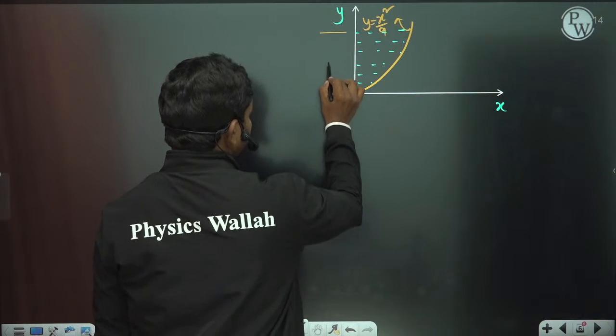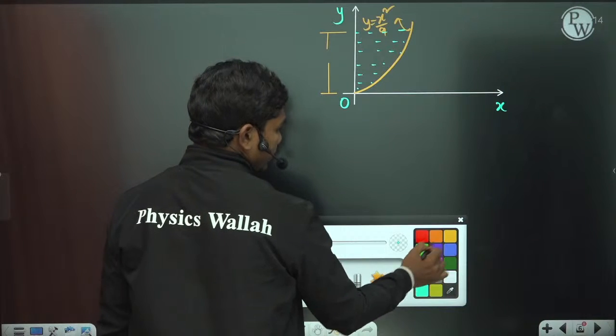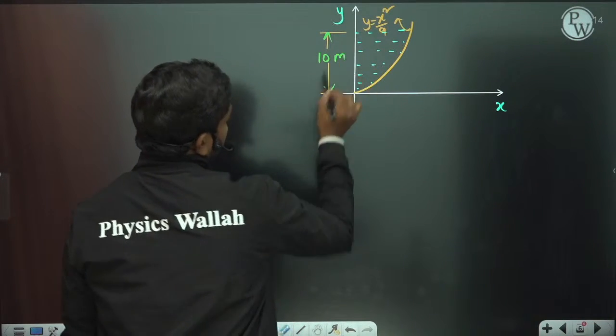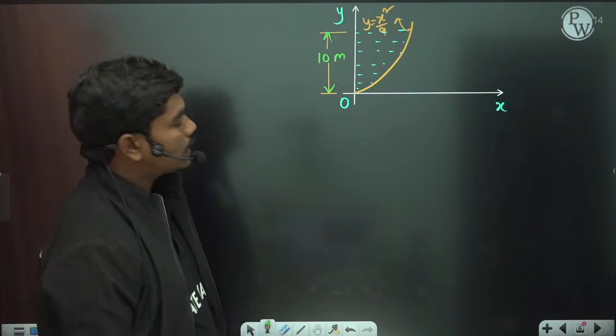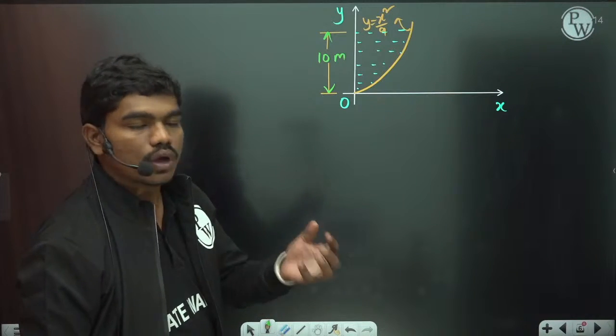So the height of the fluid is 10 meters. Okay, so this height of the fluid is basically 10 meters. Now if this is 10 meters, let us see what the hydrostatic force acting in the x direction and also in the y direction is. So how will you calculate this?